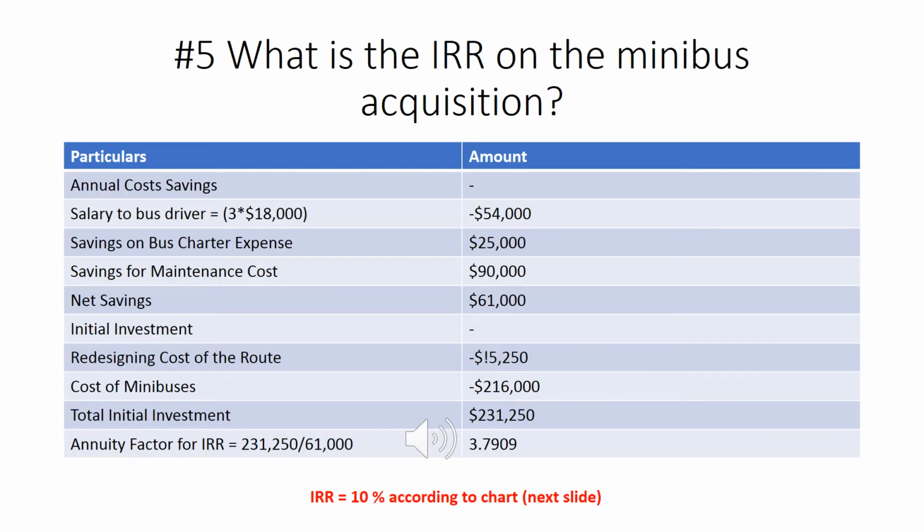So what is the IRR on the minibus acquisition? If you take a look at the calculations below, the total initial investment is $231,250. The annuity factor for the IRR is going to be $231,250 divided by the net savings of $61,000. This is going to bring us to 3.7%. So if we look at the chart on the next slide, you'll see what the percentage would be for the IRR.